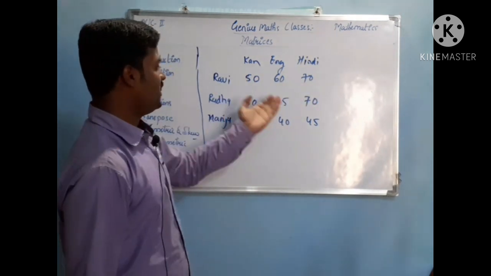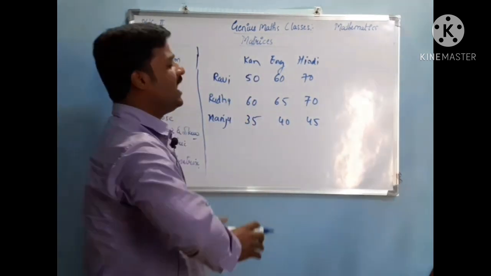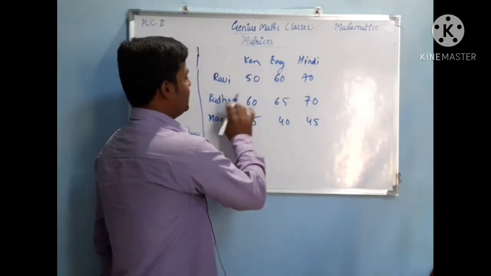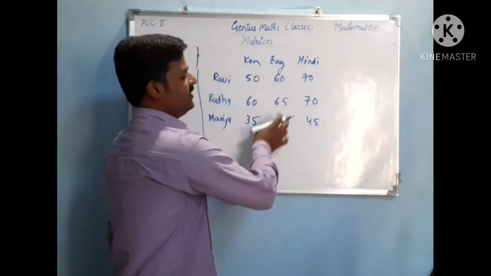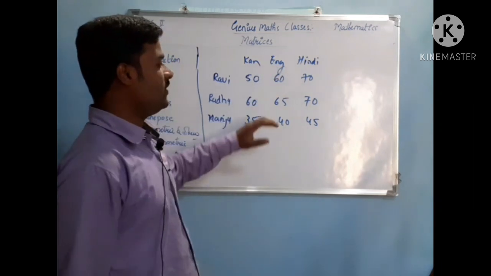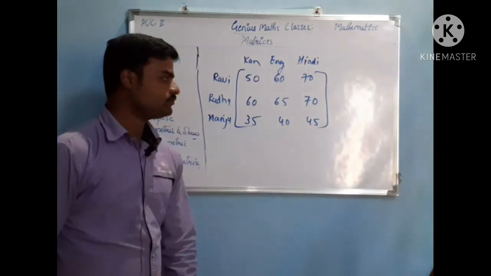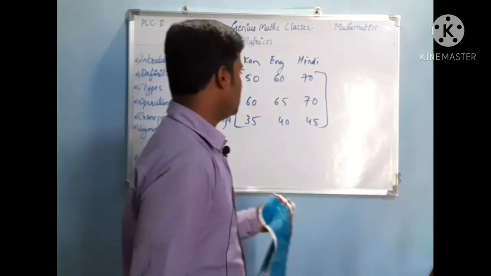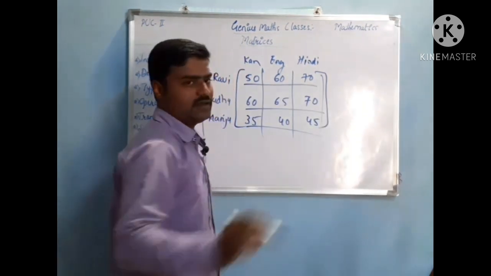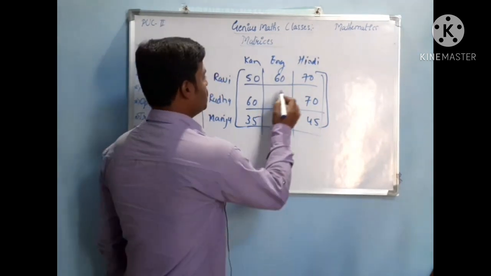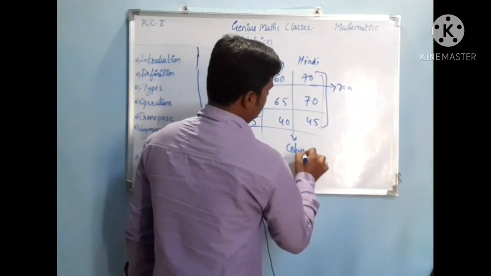in Hindi, Radha has 65 marks in English, Radha has 60 marks in Kannada. So with this kind of representation, I can easily identify who has how many marks in different subjects, and in a particular subject we can easily identify who got how many marks. So this is also very helpful, right? Using this concept, this is the horizontal line and these are vertical lines. These horizontal lines are called rows and these vertical lines are called columns.